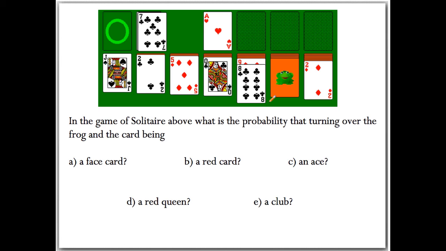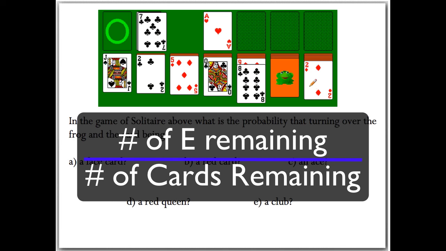Another thing that we want to think about is probability can help affect our decisions on what to do, and it's very evident in card games. So in this game of Solitaire above, what is the probability that turning over the card being a face card? Well, now we're not dealing with the entire deck of cards. Because we know some of the cards that are turned over here, we can isolate which cards are remaining. And this is, in essence, what's happening when you're doing card counting.